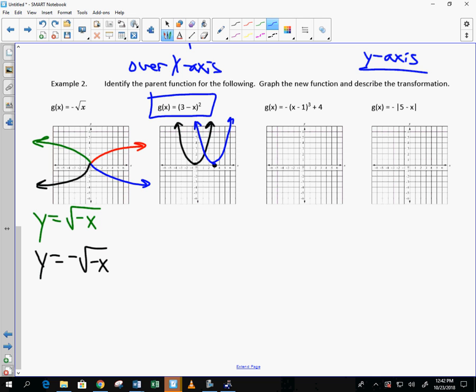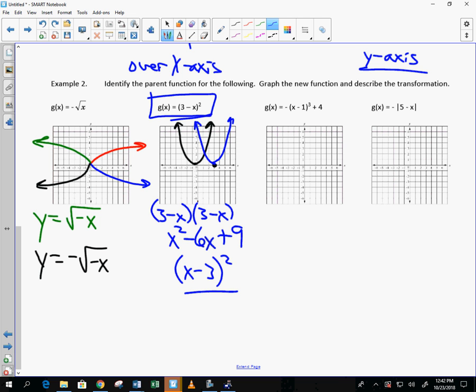And here's why. Watch. I'll square this out. I'll take 3 minus x, and I'll multiply it by 3 minus x. Negative x times negative x, positive x squared. Negative 3x, that's negative 6x. 3 times 3, that's 9. Well, doesn't that just factor to x minus 3 quantity squared? This is the same as this. Like, well, Mr. Gens, how can that be?